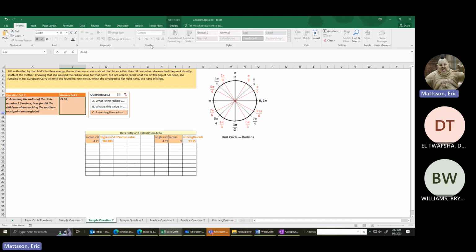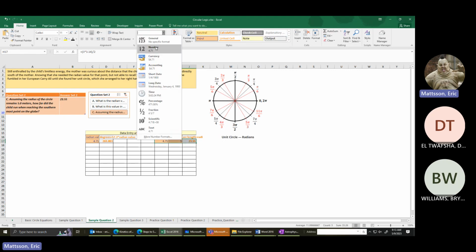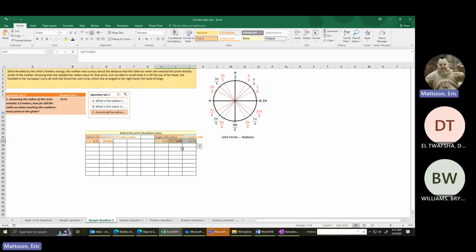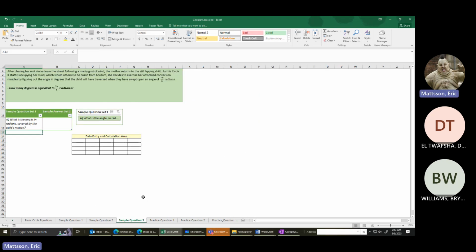23.55 meters. And this is a number value. So I'm going to change it to numbers. These are all number inputs. So there we go. Now, simple question number 3.